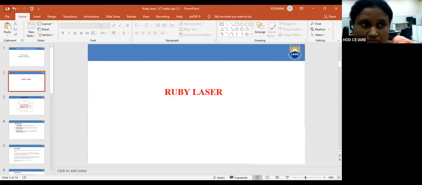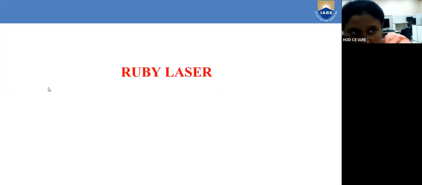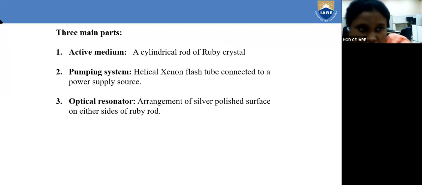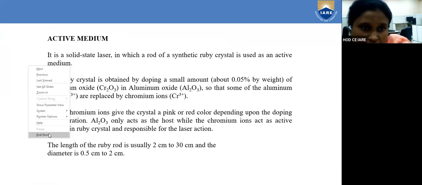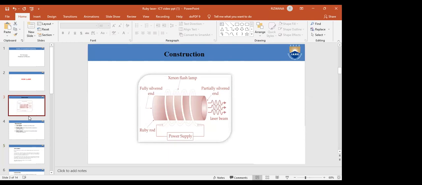I will move to the next one also. So what I will do is split about these two lasers. Okay, go down about these lasers.